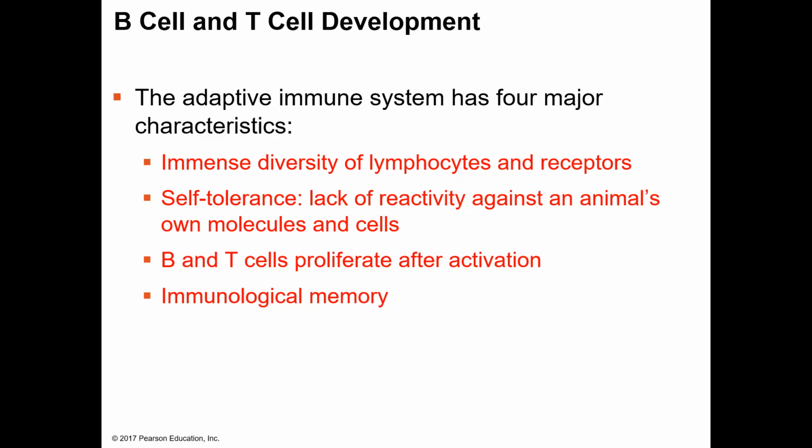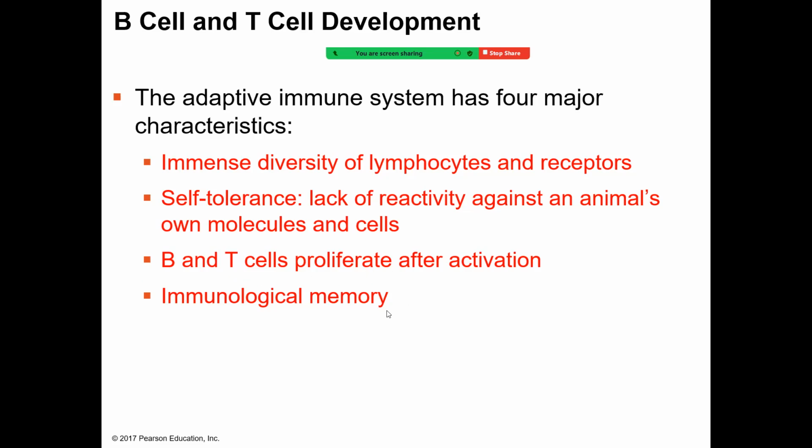There is a property called self-tolerance. This says that the adaptive immune system will not react against an animal's own molecules and cells, so it is tolerant of molecules that are described as self molecules or self cells. So we want to make sure that it's only attacking things that are foreign, right? Foreign pathogens, foreign waste products, things that have come in from the outside. So self-tolerance, tolerating and not attacking self cells. B and T cells have to proliferate, meaning make more after they're activated.